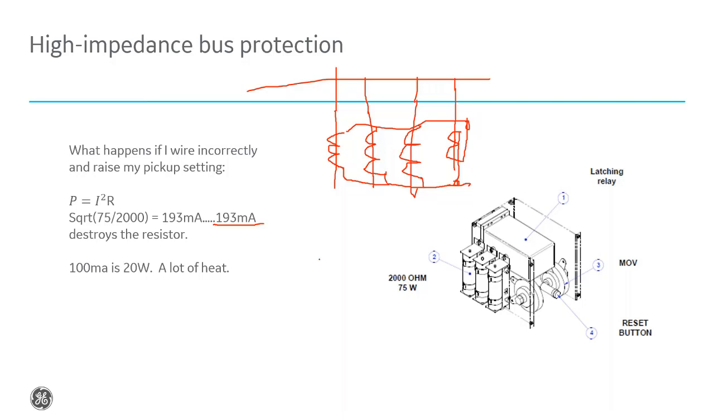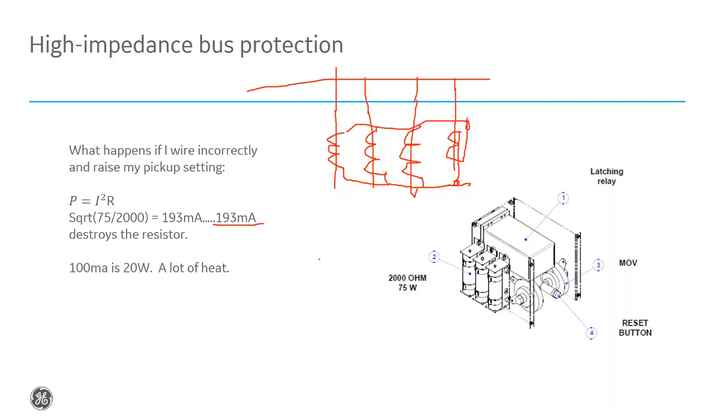20 watts is a lot of heat inside this small enclosed space. The good news is it won't destroy the resistors, but it is going to generate a lot of heat. It's indicative of a problem with your wiring. You're never going to operate correctly with a CT wired backwards.